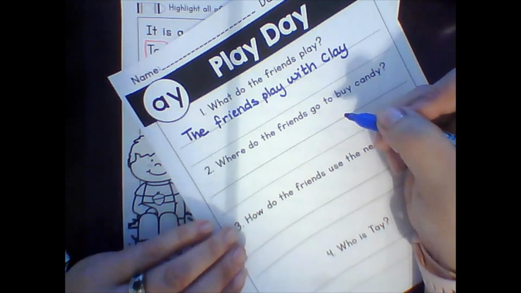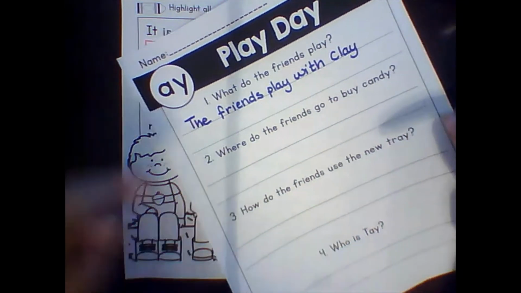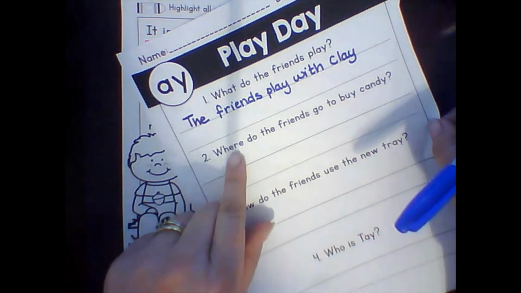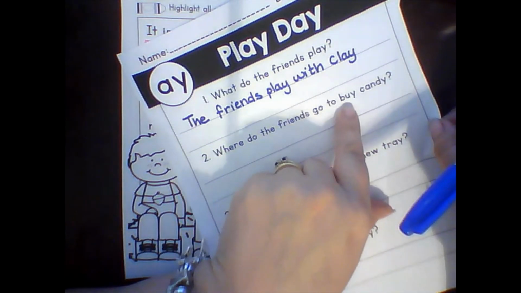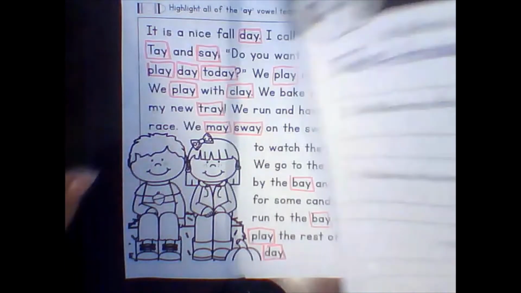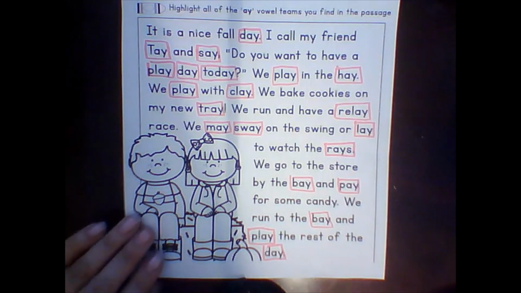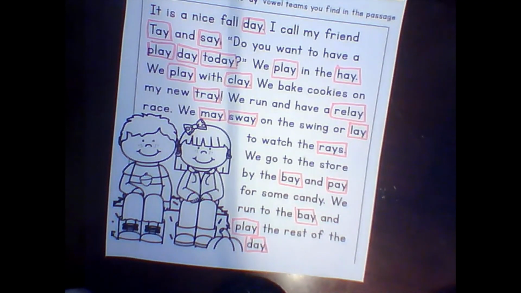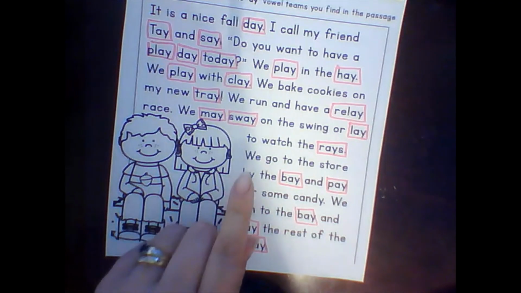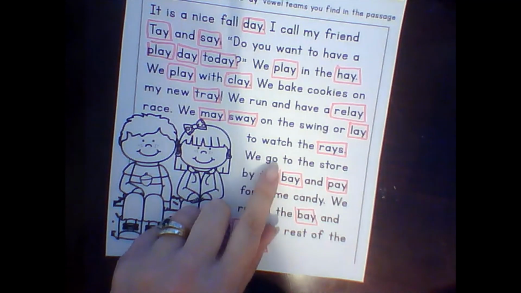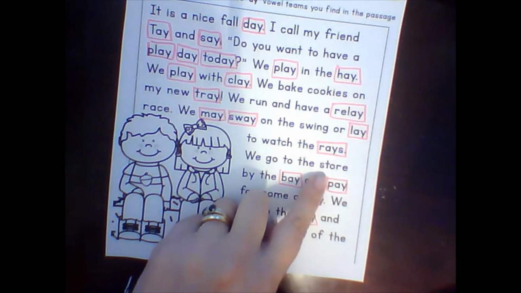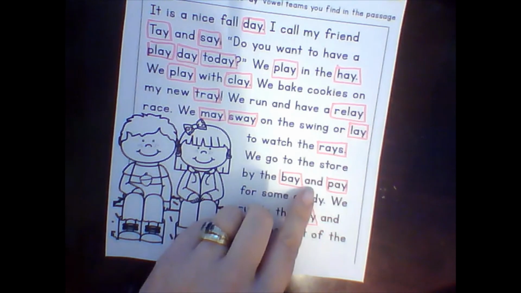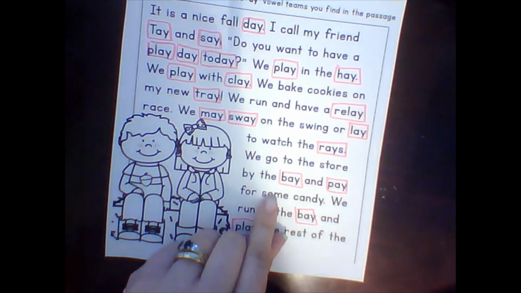Now you can write whatever sentence you want. Where do the friends go to buy candy? Where did we see that? Who can find that for me? Where can we find that? Let's look. Let's be detectives. Let's go back to the story. We want to know where they bought their candy from. We go to the store by the bay and pay for some candy.